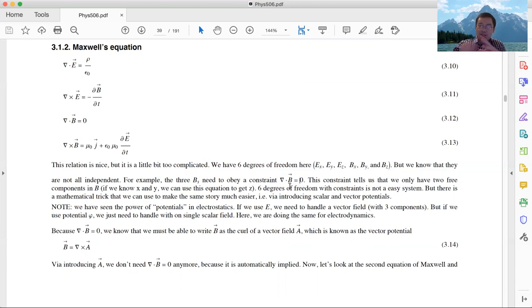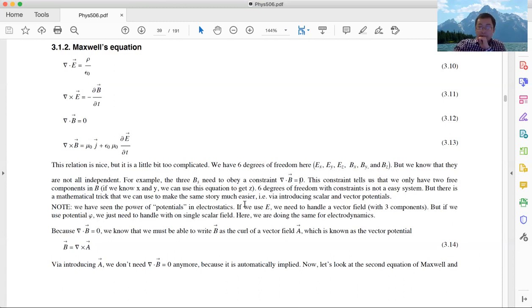I need to choose Z such that this divergence is 0. So these 6 components are not independent. Too many components, and they are not independent. So we need to solve these equations, and at the same time keep in mind there are some constraints we need to follow. That's a complicated beast. That's not convenient at all.